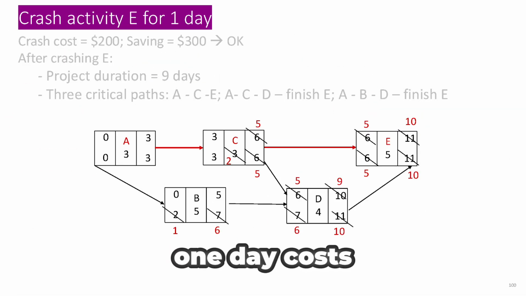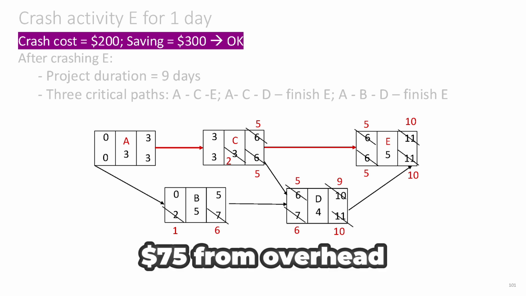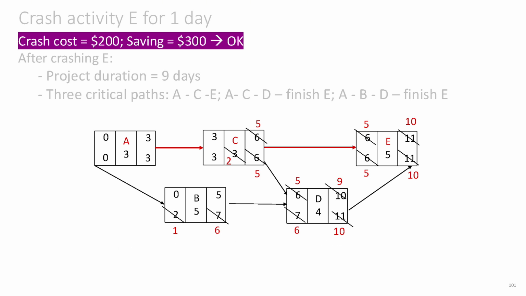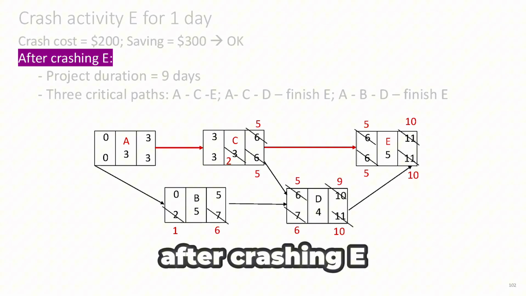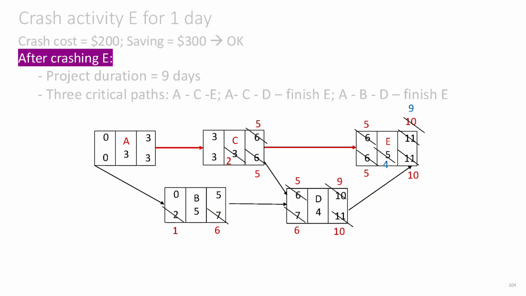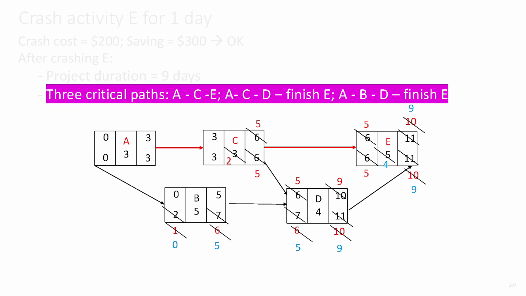Crashing E by 1 day costs $200. Again, we save $300 in total, $75 from overhead, and $225 from liquidated damages. Since the cost is less than the savings, this step is also economical. After crashing E, we rerun the PDM calculations, including forward pass and backward pass. The project duration drops to 9 days, and we find that the network now has 3 critical paths: the original path ACE, a new path ACD finish of E, and another path ABD finish of E.